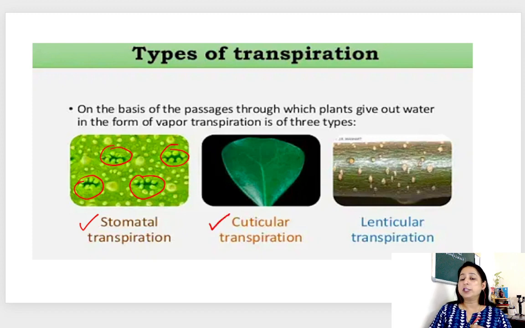Cuticular transpiration. What is cuticle? जो leaf है, ये जो shiny substance is present over the leaf, that is a cuticle. It is a very shiny thin layer present over the leaf. When the transpiration takes place passing through the cuticle, we call it cuticular transpiration.